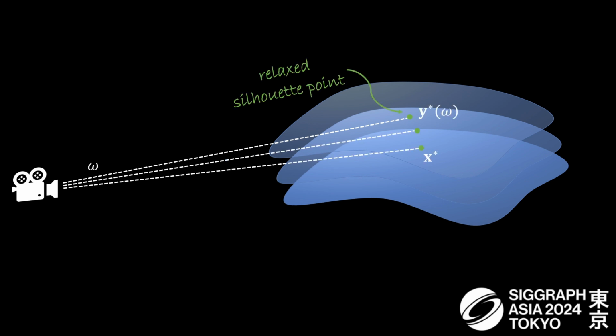In general, these green points, Y star, are the silhouette points of various level sets, which we call the relaxed silhouette points. We can think of these relaxed silhouette points Y star as a function of the outgoing direction omega. One thing to note is that the rays leading to these relaxed silhouette points are tangential to some level sets. So these relaxed silhouette points are always some SDF local minimum along the ray, which we will come back to very shortly.